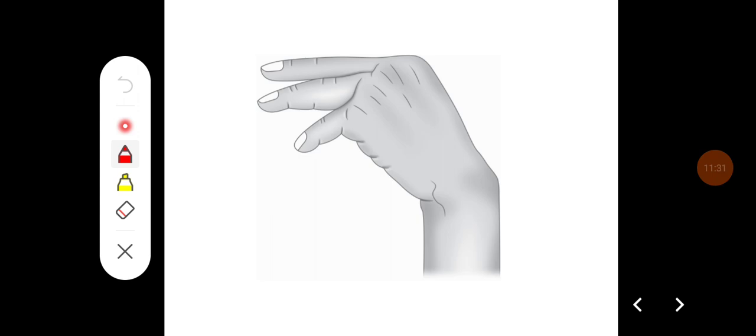So this is the obstetric hand in case of tetany. You can see there will be flexion at the wrist joint, flexion at the metacarpophalangeal joints.